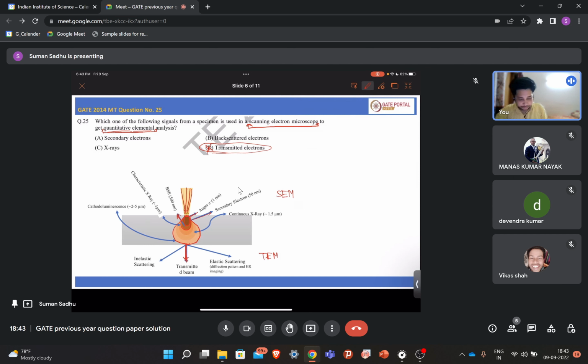For the SEM part we now have three answers. Three of you gave three different answers. Now let us find out which one is correct, right? For this we have to understand what these different signals are and how they are generated.